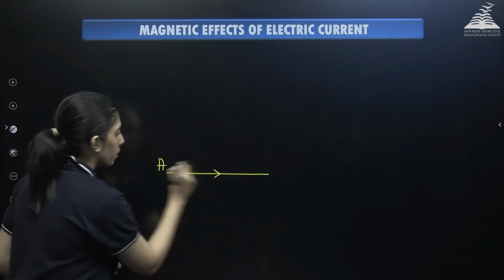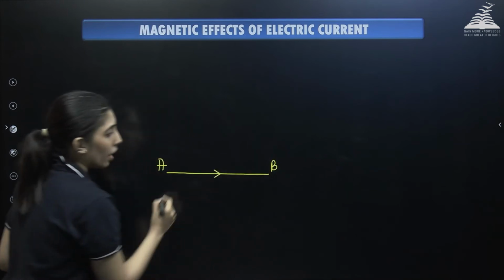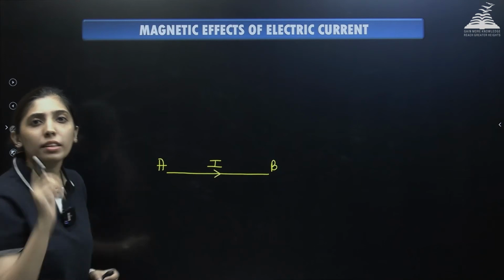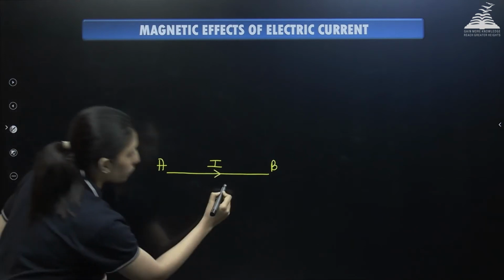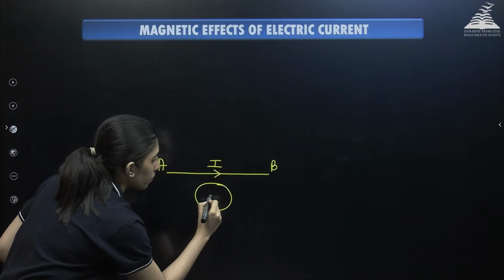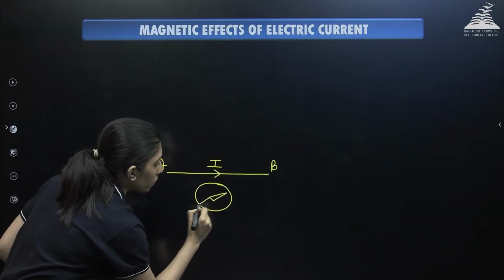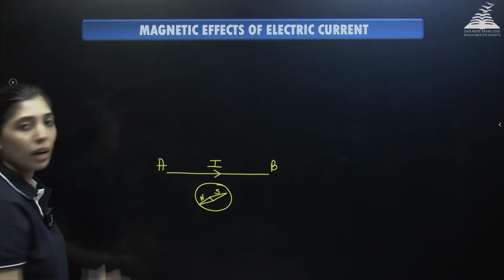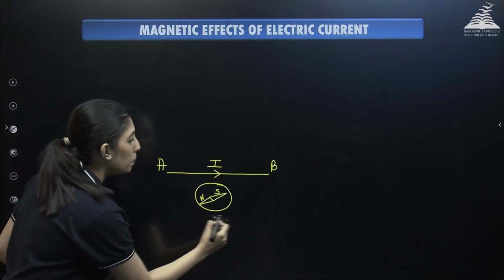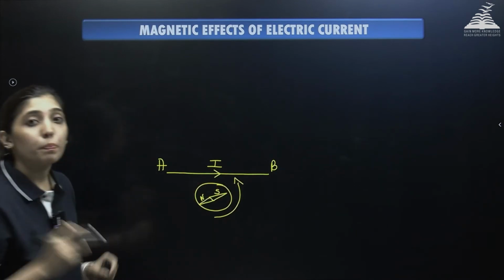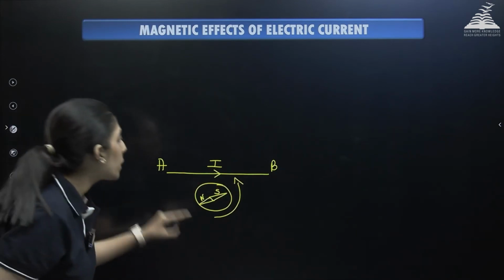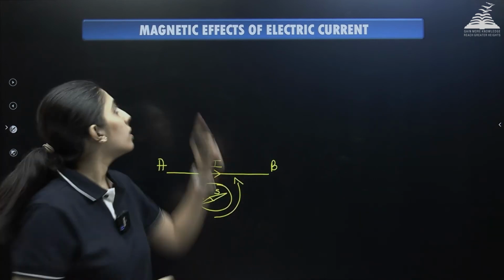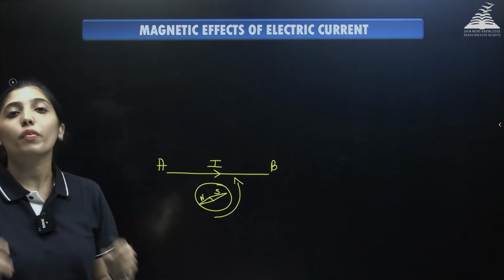AB, which is carrying current from A to B, and let me place a magnetic compass right below it. So, whenever there is a flow of current in the conductor, the magnetic compass deflects. Why does it deflect? That is because of the presence of the magnetic field around it. This entire phenomenon is nothing but the magnetic effects of electric current.